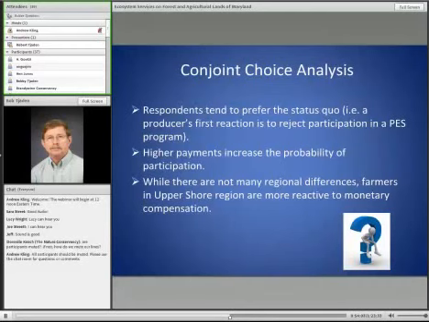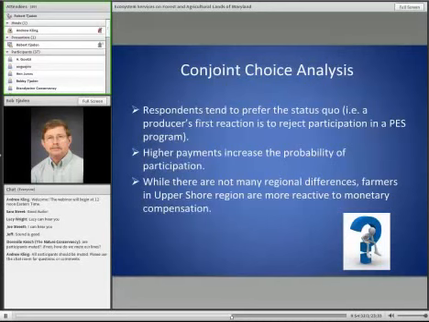And then as we looked at some of the regional differences, there were very few, but farmers on the upper eastern shore appeared to react more positively to financial compensation. Longer contract lengths decreased the probability of participation. So the shorter the contracts, the more people would participate.